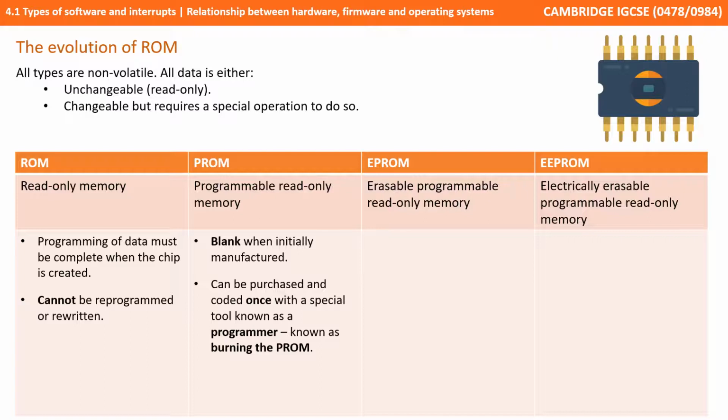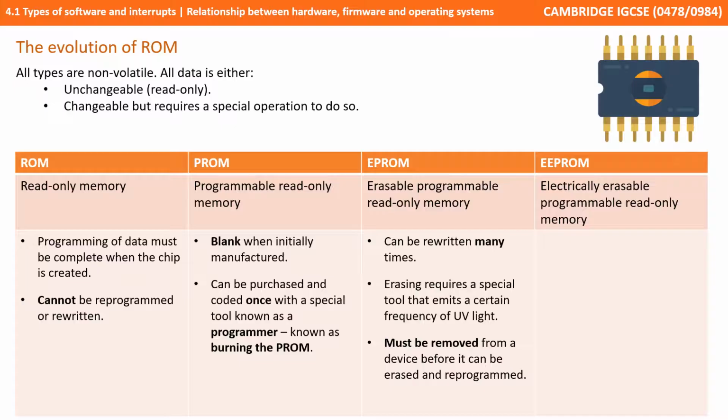An evolution of this was then called PROM, or Programmable Read-Only Memory. As the name suggests, this memory was able to be purchased from the manufacturer and then coded once with a special tool known as a programmer. This was known as burning the PROM. This meant that the manufacturer could actually release blank ROMs.